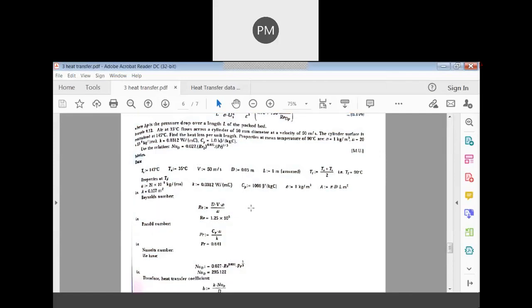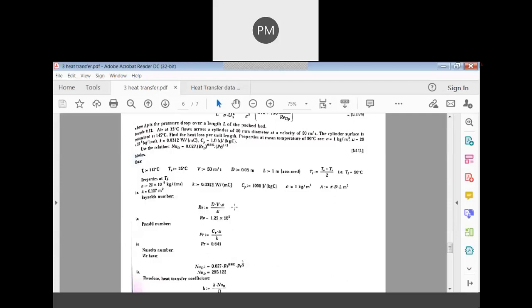Properties they have directly given in the problem. Otherwise, you know how to get the properties. You have to go to the data handbook and get the value of properties. So how will you get it? 145 plus 35 divided by 2, you are going to get 180 by 2, 90. At 90 degrees, you have to go to the data handbook and get the value of properties of air, if they have not given.